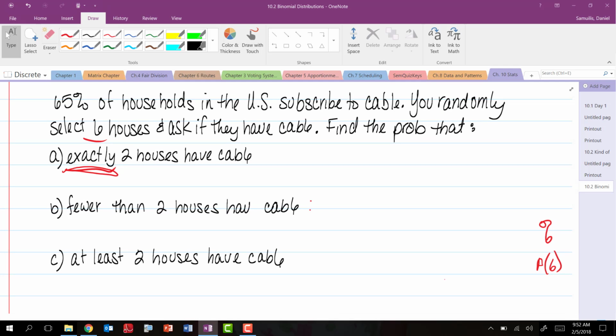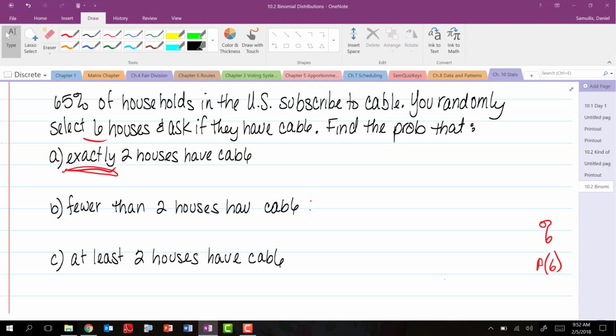Okay, another random survey. 65% of the households in the U.S. subscribe to cable. Done. The survey's been done. This is what we found. As long as the survey was valid, with a nice population to represent the whole, we'll accept the data. So now what should happen if I randomly start walking the streets and I randomly select 6 houses and ask if they have cable? Got nothing better to do.